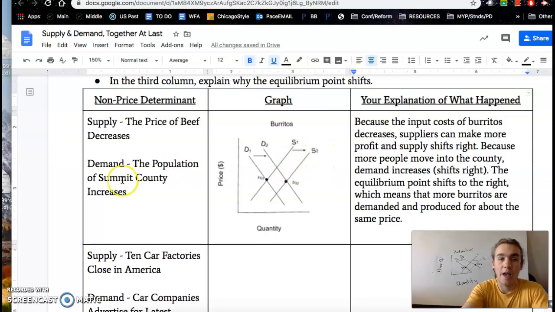That's right here. And then I have a headline for demand. The population of Summit County increases. All right, well, if more people are coming here, what's going to happen to demand for something like burritos? It's going to increase. So then I drew it increasing. I labeled EQ1, EQ2. And then I explained what happened.